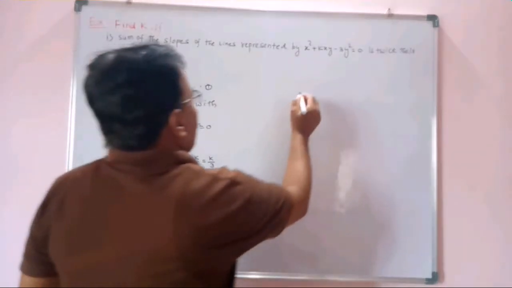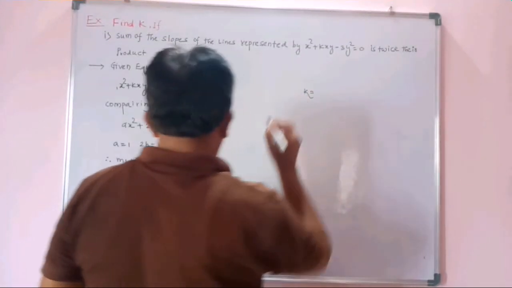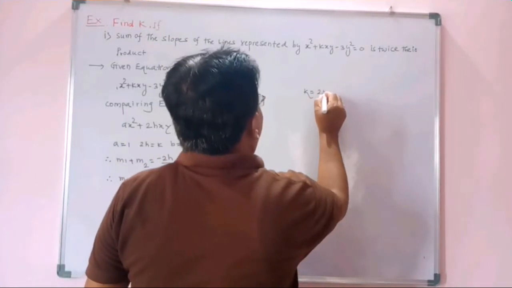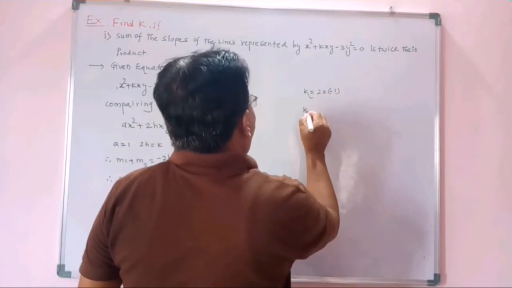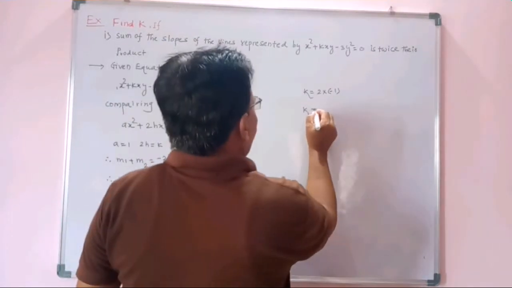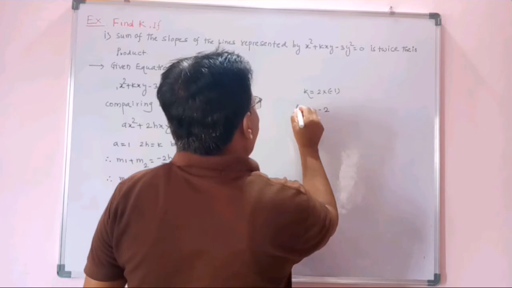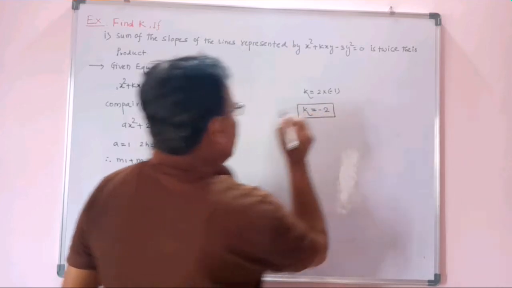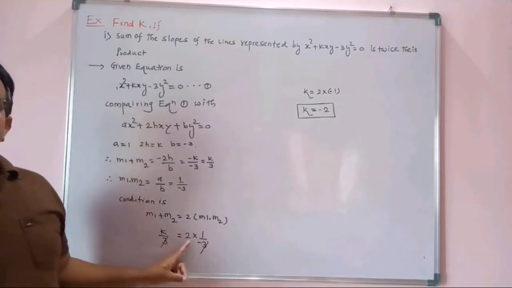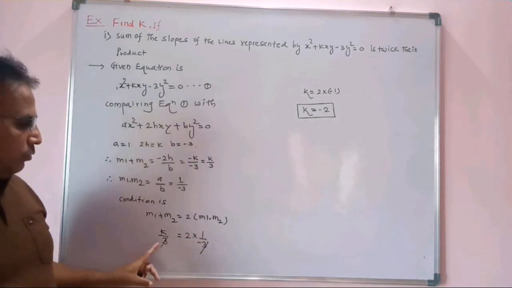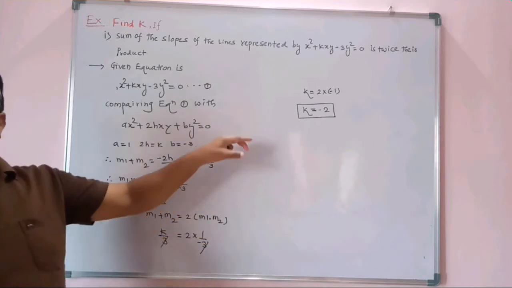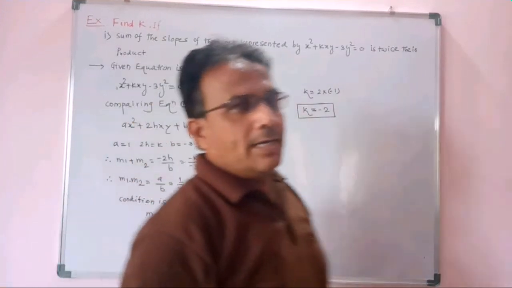Therefore, k equals 2 into 1 divided by minus 3, which means minus 1. Therefore, k equals 2 into minus 1, which is minus 2. Here 2 into minus 1 by minus 3, the 3 and the 3 are cancelled. Therefore, k equals 2 into minus 1. Therefore, k equals minus 2.